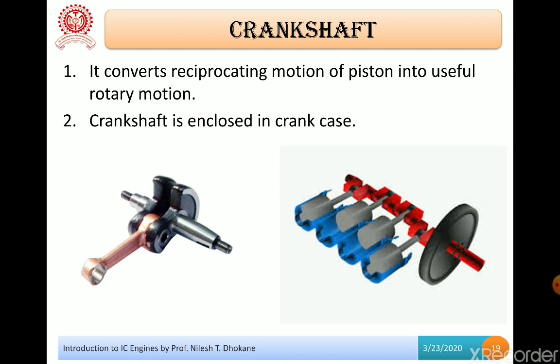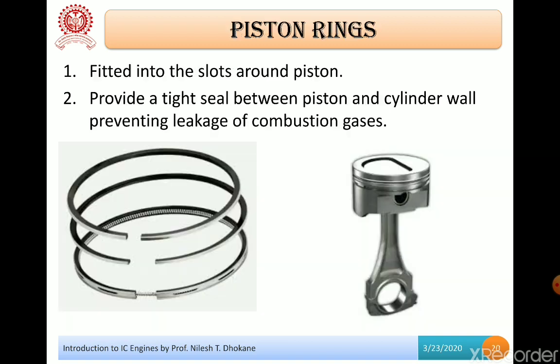So this connecting rod helps to convert the reciprocating motion of the piston into the rotary motion of the crankshaft. On the left hand side diagram you can see a single connecting rod and crankshaft, whereas in the right side diagram there is a four cylinder engine, and how the crankshaft is connected to that four cylinder engine along with the flywheel. That black colored part is nothing but the flywheel.